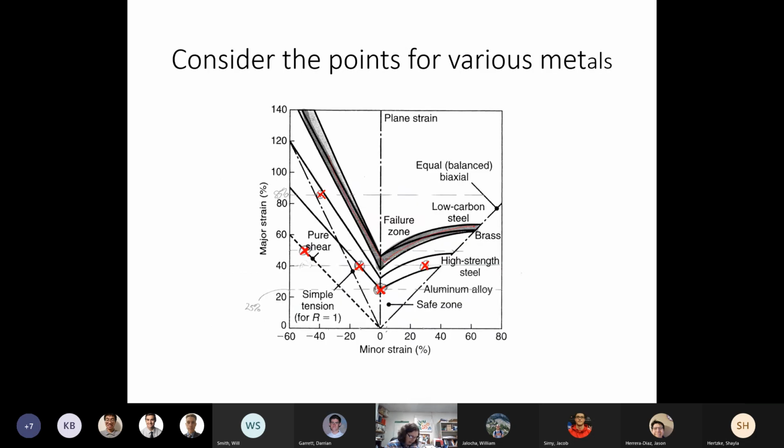Well, let's look at the next material, high strength steel. Point A is a little close to the line, but I think that's okay. Again, if we started to see in production that we were starting to have some problems with failure, it could be that particular location. And there are some things that we can then look at doing to improve it.